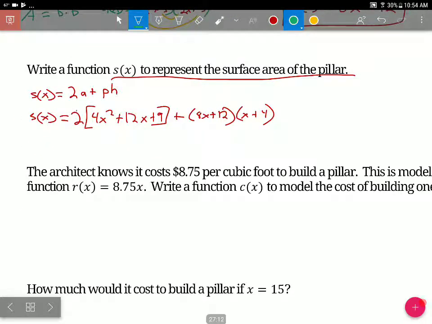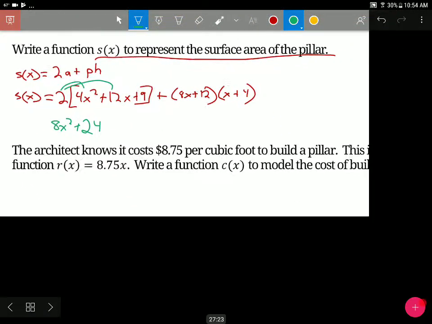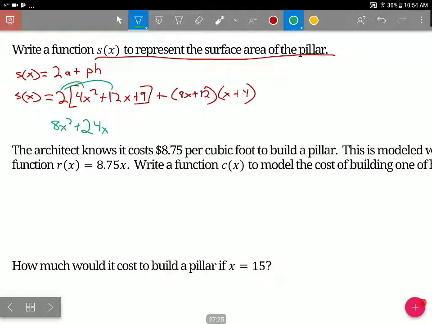What is 2 times 4? So 8x squared. What is 2 times 12? So 24x. Come on, keep writing. Oh, 24x. What is 2 times 9? 18. The sound effects make it all worth it, and you know it. All right, so let's go over here. What is 8x times x? Good. What is 8x times 4? 32x.